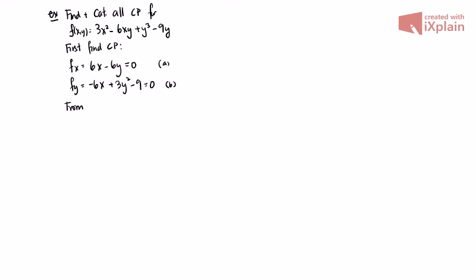So from A, and again, I'm picking A only because it's the easier one in this case. It's got less stuff in it. It's easy to get something out of it. So you can move the 6y over and divide by 6. So now I don't have a specific x or y, but I have something I can then use in B. So I'm going to put this into B.